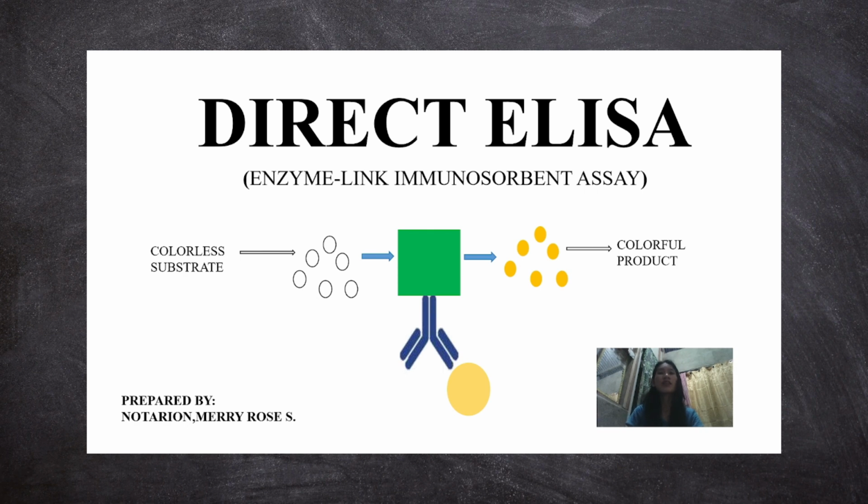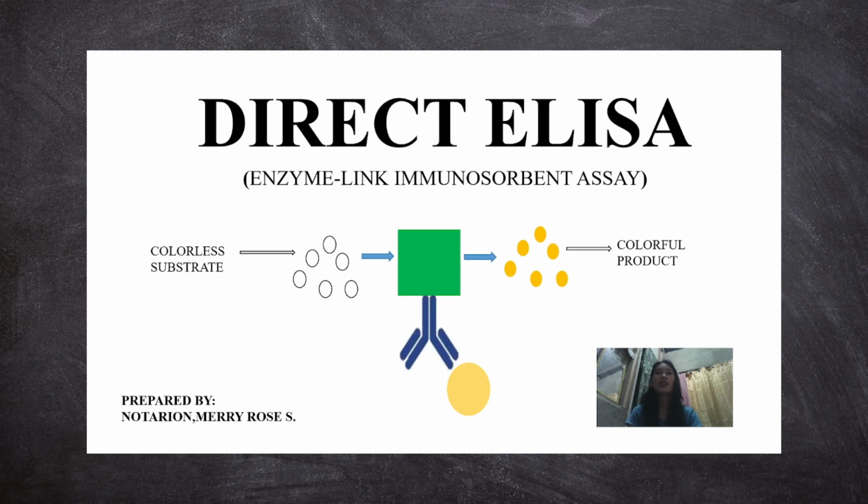So the direct ELISA is one of the variants of enzyme-linked immunosorbent assay, or ELISA for short. In it, the antigen is directly captured by a specific antibody, and that antibody is conjugated to an enzyme which can turn a colorless substrate into a colored product. So direct ELISA is one type of assay.